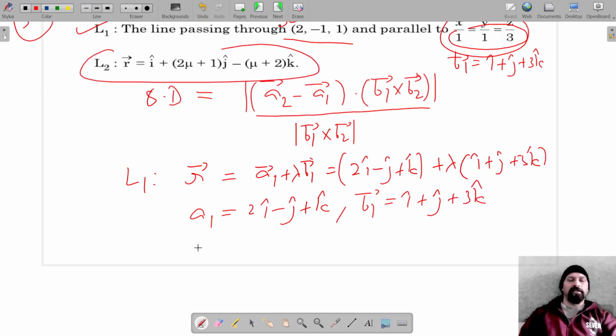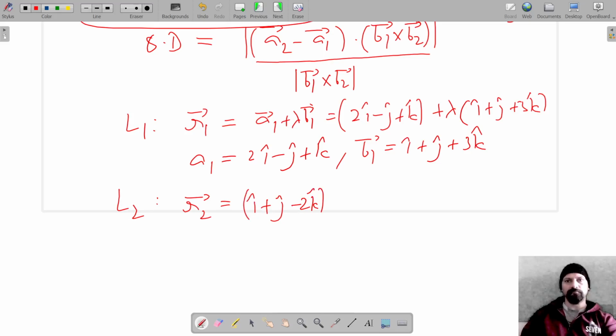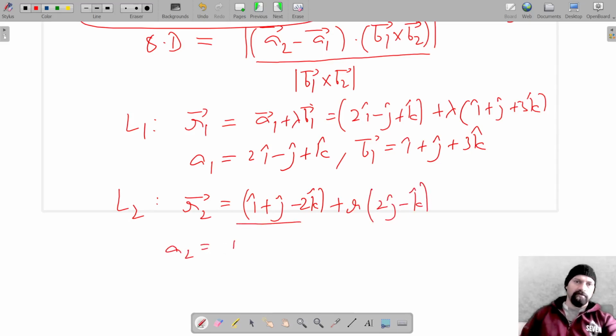Okay, now line L2 has the vector equation. Let's say this is the r vector, and it has the vector equation i cap plus j cap minus 2k cap, plus mu into 2j cap minus k cap. So this is our a2 vector. So the a2 vector is i cap plus j cap minus 2k cap, and the b2 vector.